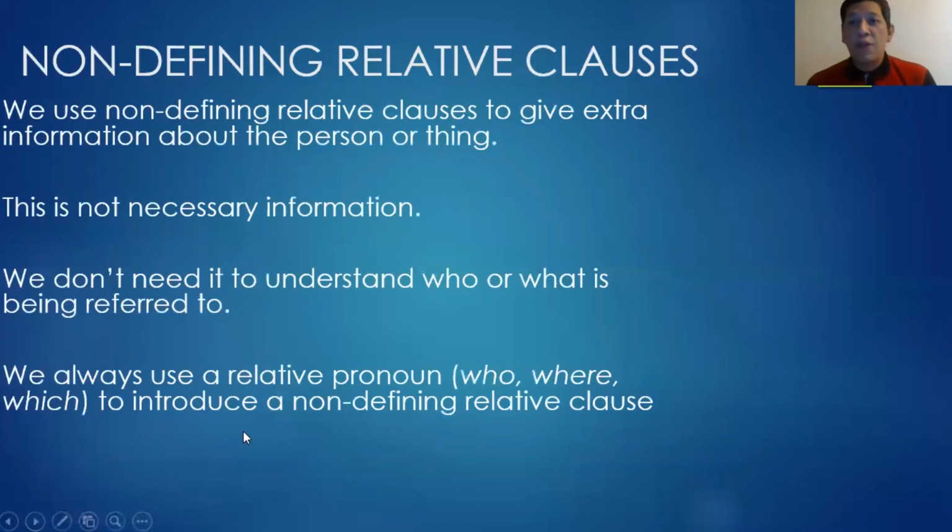It says, non-defining relative clauses. We use non-defining relative clauses to give extra information about the person or thing. And you're like, but teacher, in defining relative clauses, we give extra information. In non-defining relative clauses, we give extra information. So what's the difference? I mean, is there a difference? Well, in here, we say, this is not necessary information, okay? We need to be very specific into that part. We say, this is not necessary information, okay?